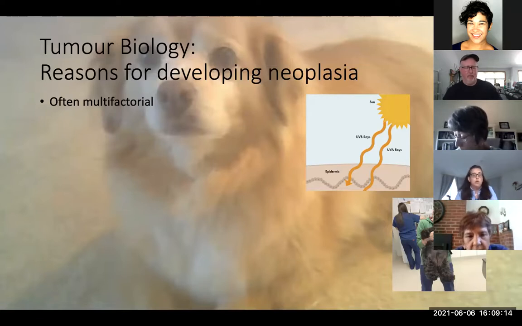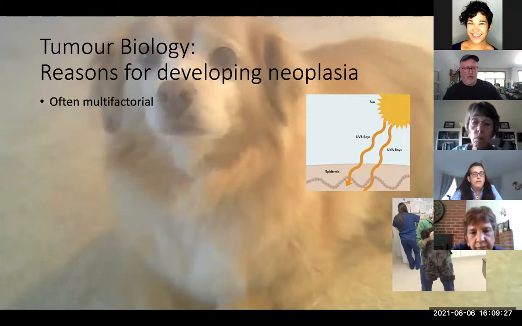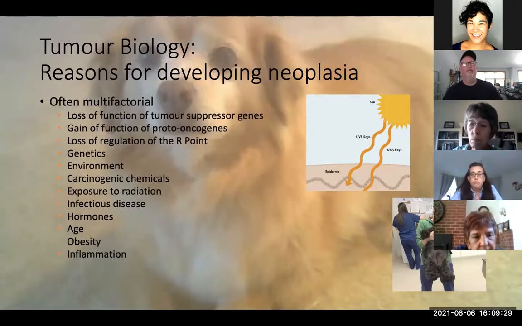And again, if it goes awry, it becomes a tumor, but it's much more complex than that. If it was that simple, we wouldn't actually have cured cancer by now. So there are a lot of reasons why we develop tumors, multiple factors, and they can be because of loss of these tumor suppressor genes, which we already talked about.